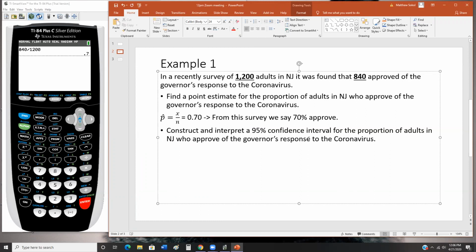Okay, but then this is the whole point of confidence intervals, all right? Do you think exactly 70% of people in New Jersey approve of how the governor is handling this? No. It's not exactly 70. It's probably pretty close to 70, but what could the possible values be? What could the possible real proportion be? So this is why we need these confidence intervals. So the next question says, construct and interpret a 95% confidence interval for the proportion of adults in New Jersey who approve of the governor's response to the coronavirus.